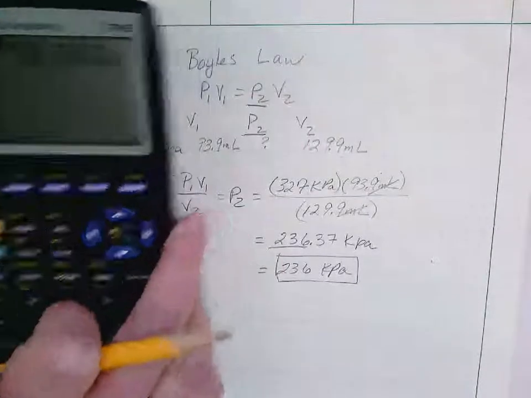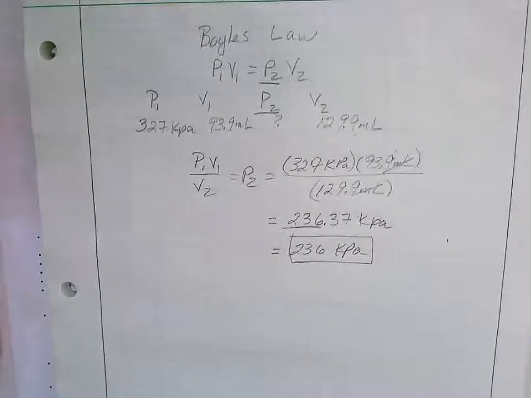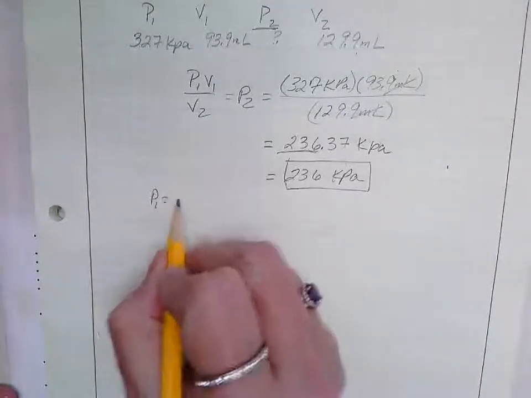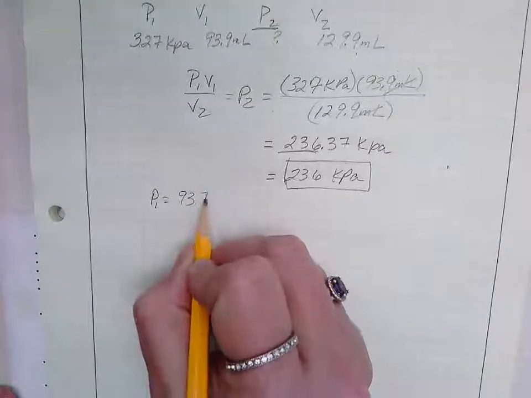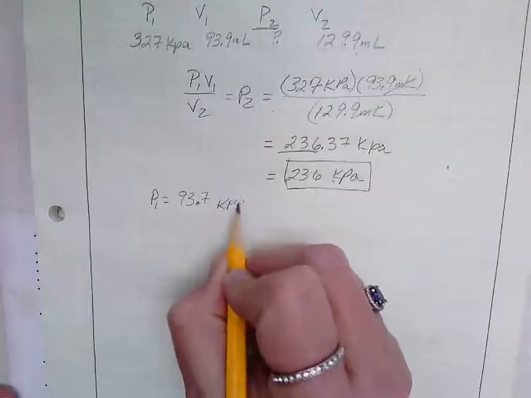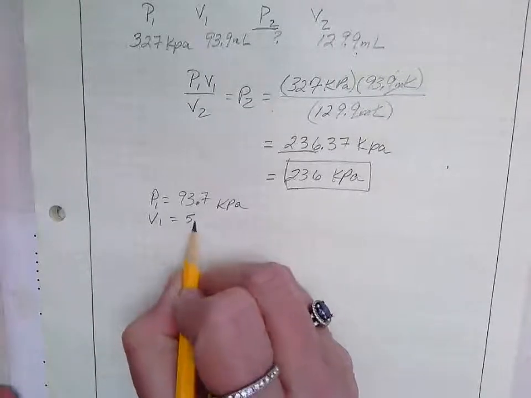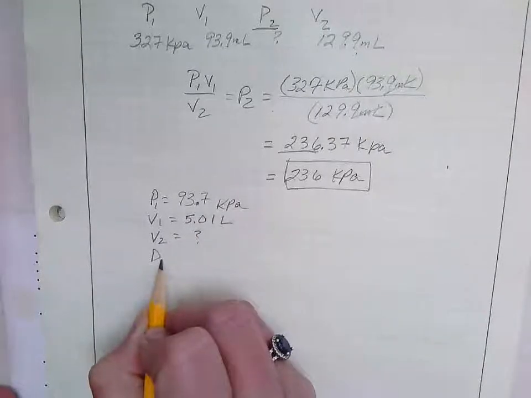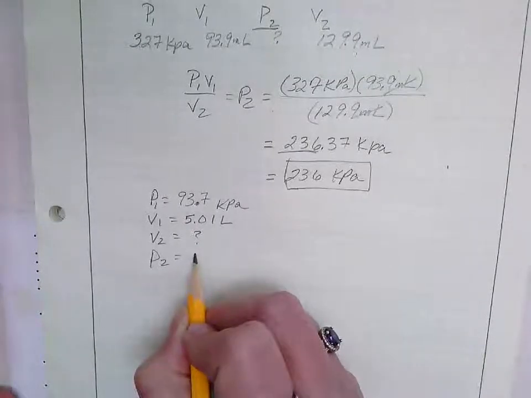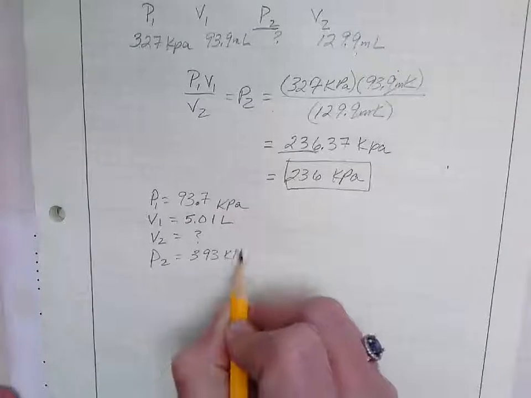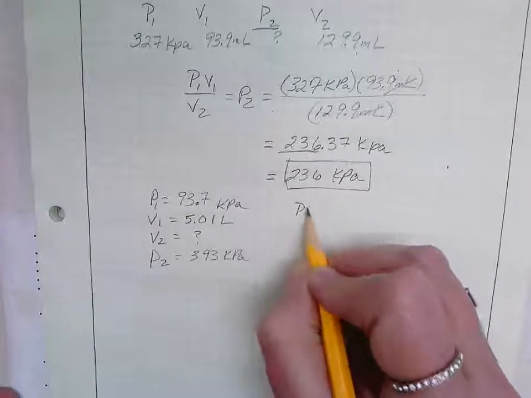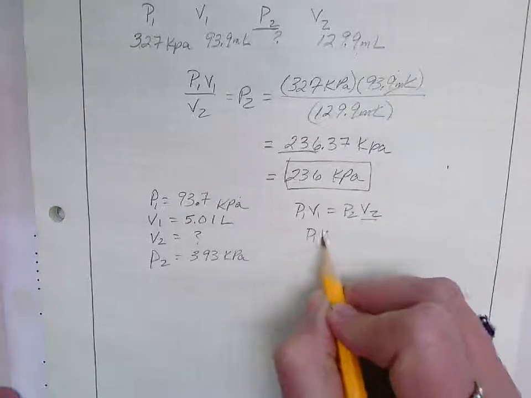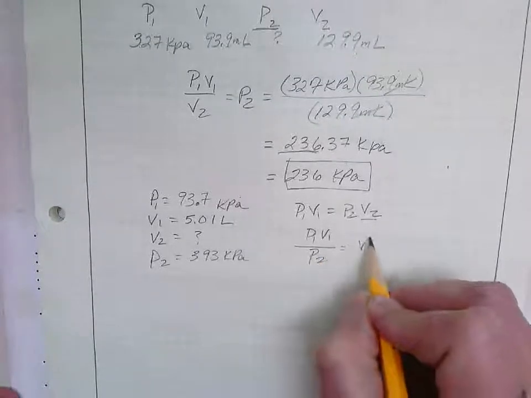This would work exactly the same if I had, let's say, a volume but not a pressure 2. So if I had for pressure 1 is 93.7 kilopascals, volume 1 is 5.01 liters, volume 2 is my unknown, and pressure 2 is, let's say, 393 kilopascals. So again, P1 V1 equals P2 V2. Solving for V2, I get P1 V1 over P2 equals V2.